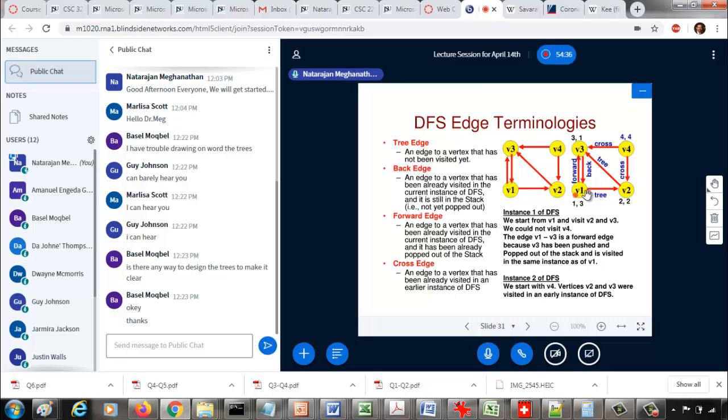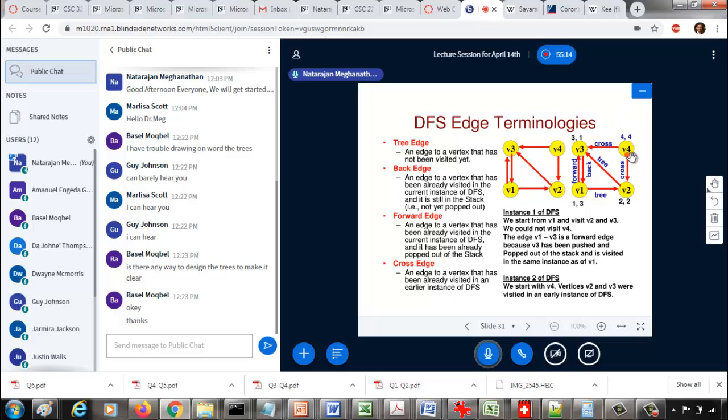Alright, so we cannot go anywhere else from V1, so we pop out V1. V1 is the third vertex to be popped out of the stack. So the stack is now empty, because we started with V1, went to V2 and V3, popped out V3, V2, and now popped out V1 also. So in this current instance of depth first search starting from V1, we are able to visit only V2 and V3 and not yet V4. In order to explore V4, we have to start depth first search again, a new instance of depth first search, starting from V4.